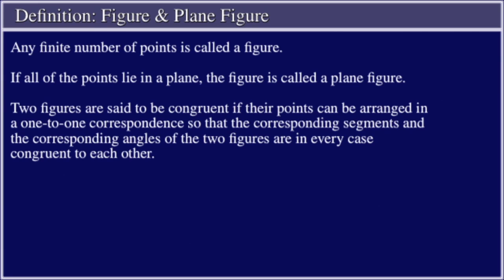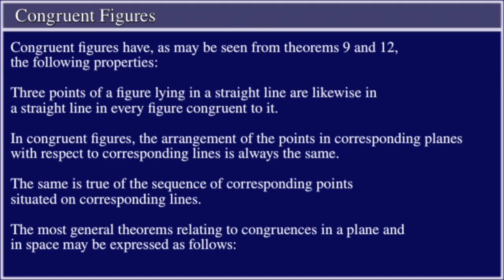Two figures are said to be congruent if their points can be arranged in a one-to-one correspondence so that the correspondence between segments and the corresponding angles of the two figures are in every case congruent to each other. Congruent figures have, as may be seen from the theorems 9 and 12, the following properties. 3 points of a figure lying in a straight line are likewise in a straight line in every figure congruent to it. In congruent figures, the arrangement of the points in corresponding planes with respect to corresponding lines is always the same. The same is true of the sequence of corresponding points situated on corresponding lines.